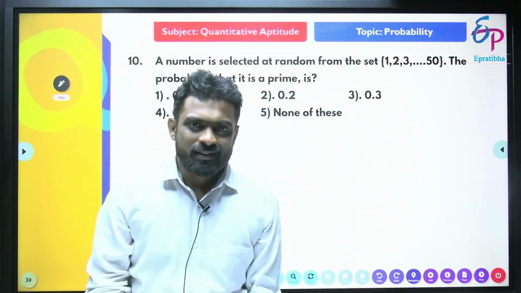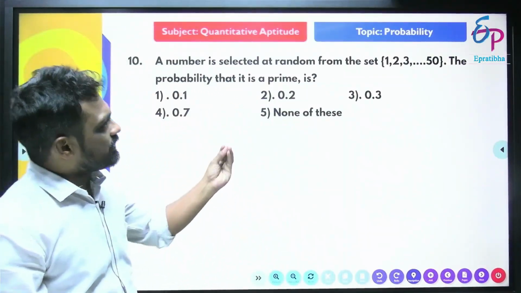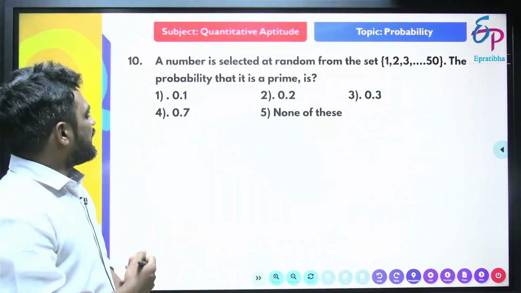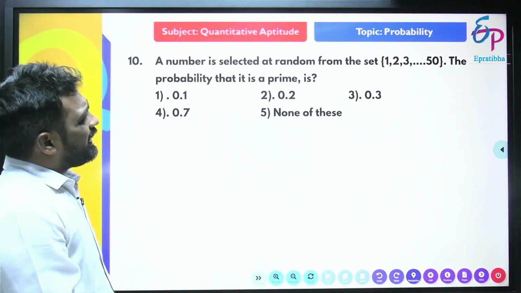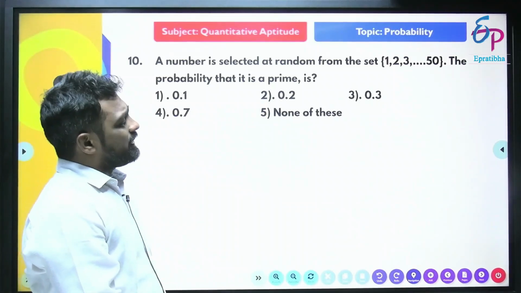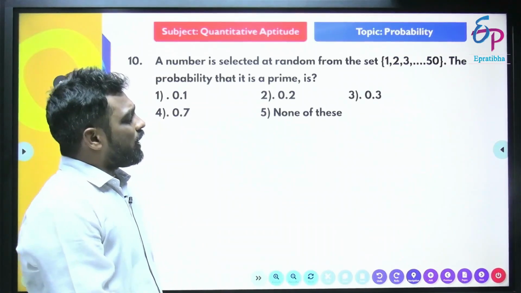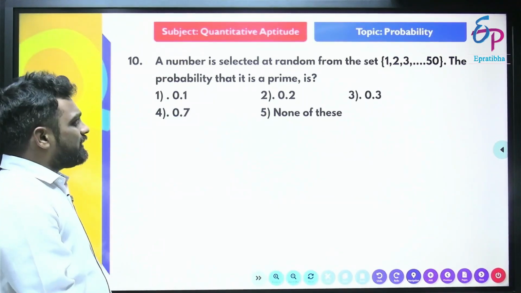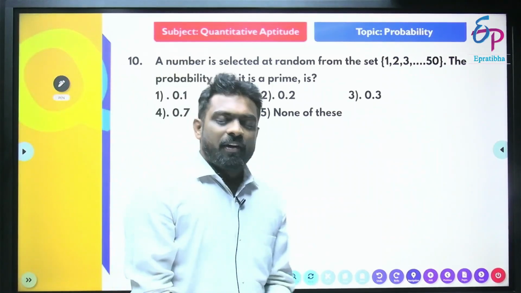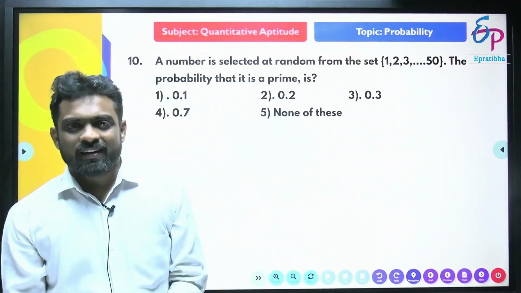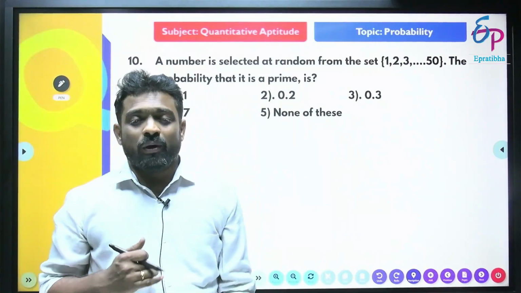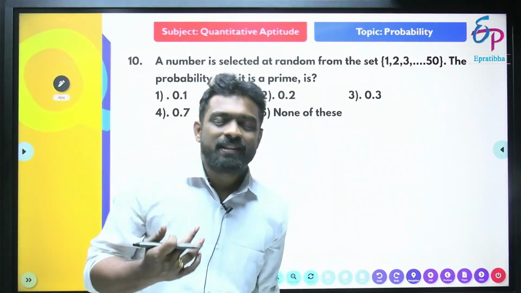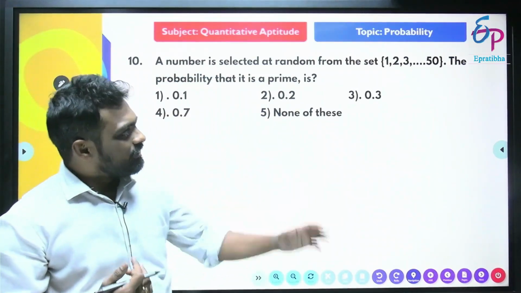Today we are going to discuss some problems regarding probability. Let's get into the problems. A number is selected at random from the set 1, 2, 3 and so on up to 50. What is the probability that it is prime? If we select one number, what is the probability of getting a prime number? That is the question for us.